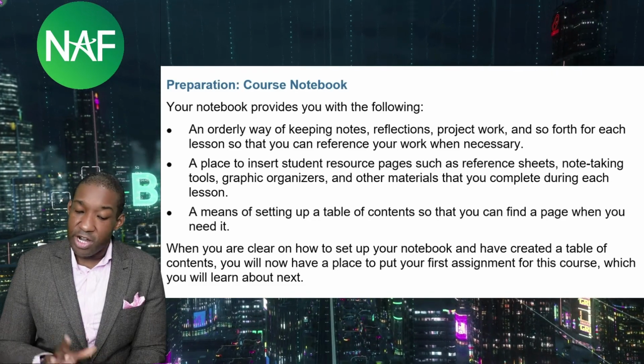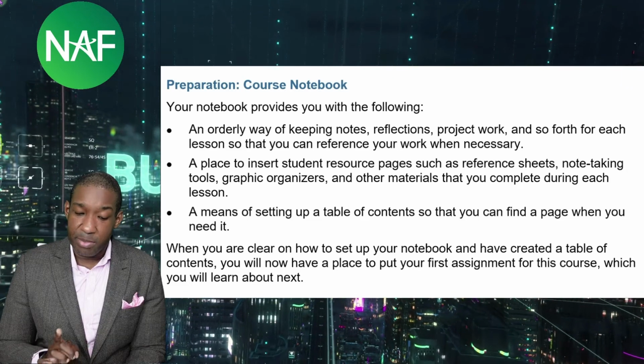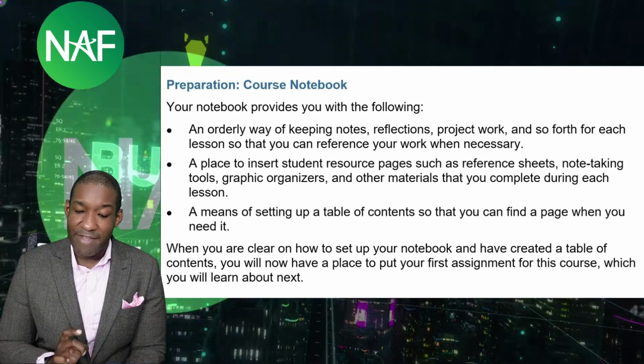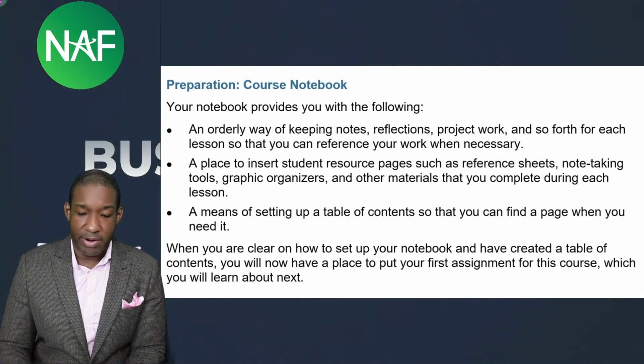When you are clear on how to set up your notebook and have created a table of contents, you will now have a place to put your first assignment for this course, which you will learn about next.